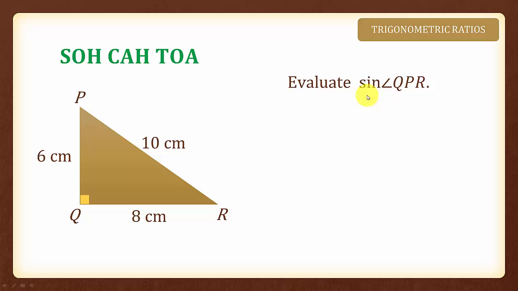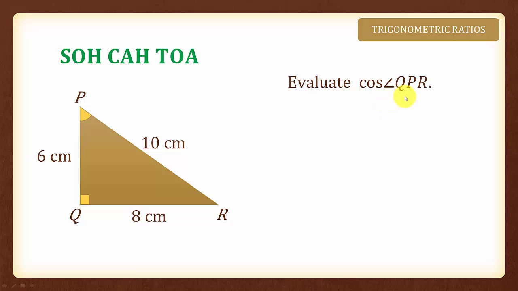Now, what happens if the given angle is angle QPR, which is here? In this case, the hypotenuse is still the side that is opposite the right angle, but the opposite side is now QR, and the adjacent side is PQ. So, in order to evaluate sine angle QPR, we will need opposite over hypotenuse, and we will have 8 over 10, which is 4 over 5.